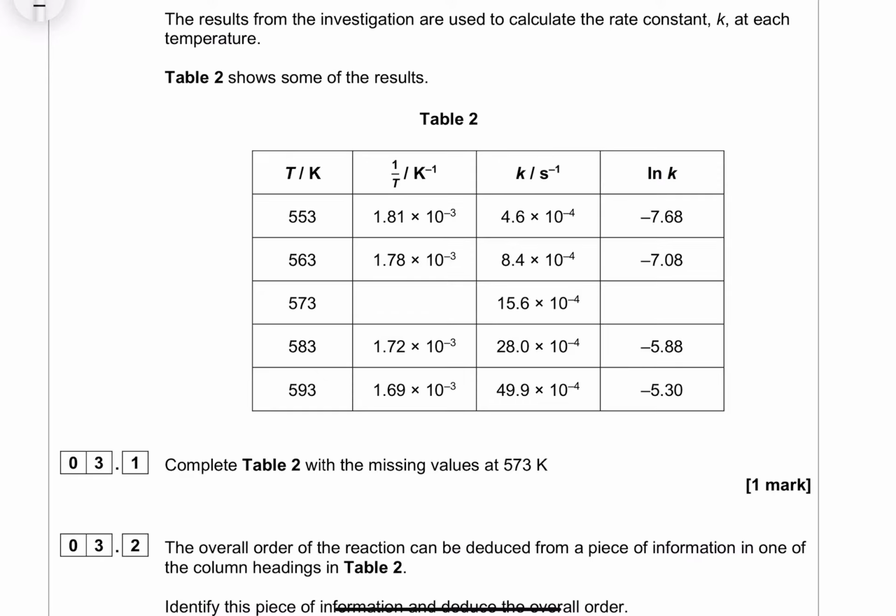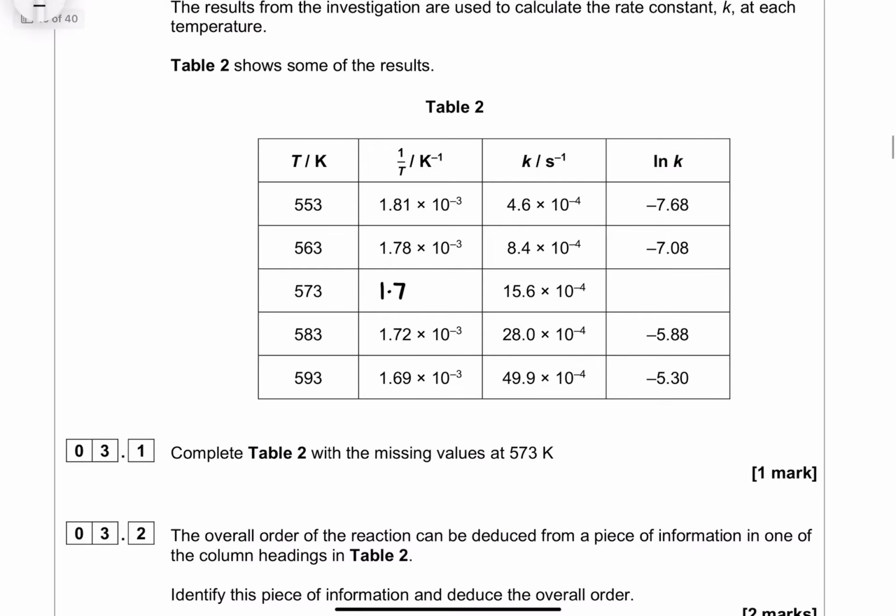So the first thing that we need to do is do 1 over 573 Kelvin. And looking at the data in the table, we want 3 significant figures. So 1.75 times 10 to the minus 3.